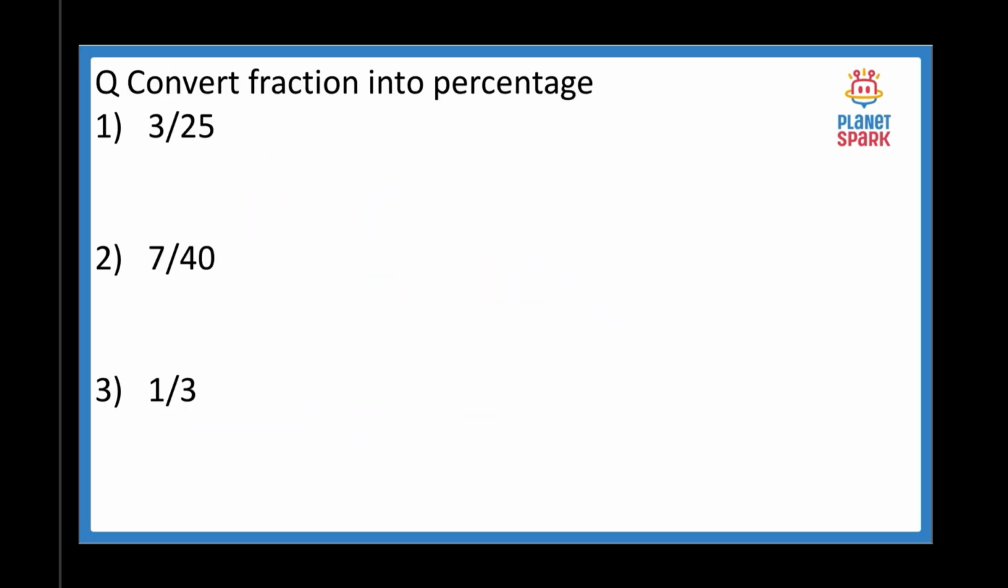Now the next question, let's convert fraction into percentage. Now to convert fraction into percentage, we simply multiply by 100. Remember, to convert percentage to fraction, we were dividing by 100. Now we are going to do the reciprocal of it. To convert fraction into percentage, we'll multiply by 100. Just remember these two things. 3 upon 25 into 100 will give me 12%.